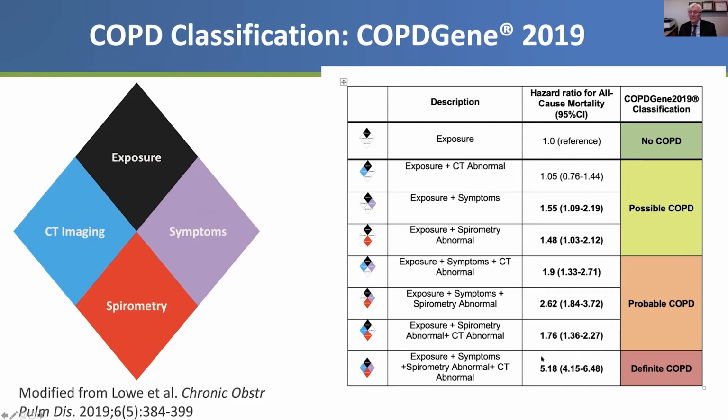We call this definite COPD. That is, they have all the features in that graphic to the left. They have cigarette smoking history, they have symptoms, abnormal spirometry, and an abnormal CT scan. Those patients, really, you should think about finding in your practice to be able to figure out what to do with them, cigarette smoking being the most important. Really focus on that, because if these patients stop smoking, we know there's less risk for mortality.